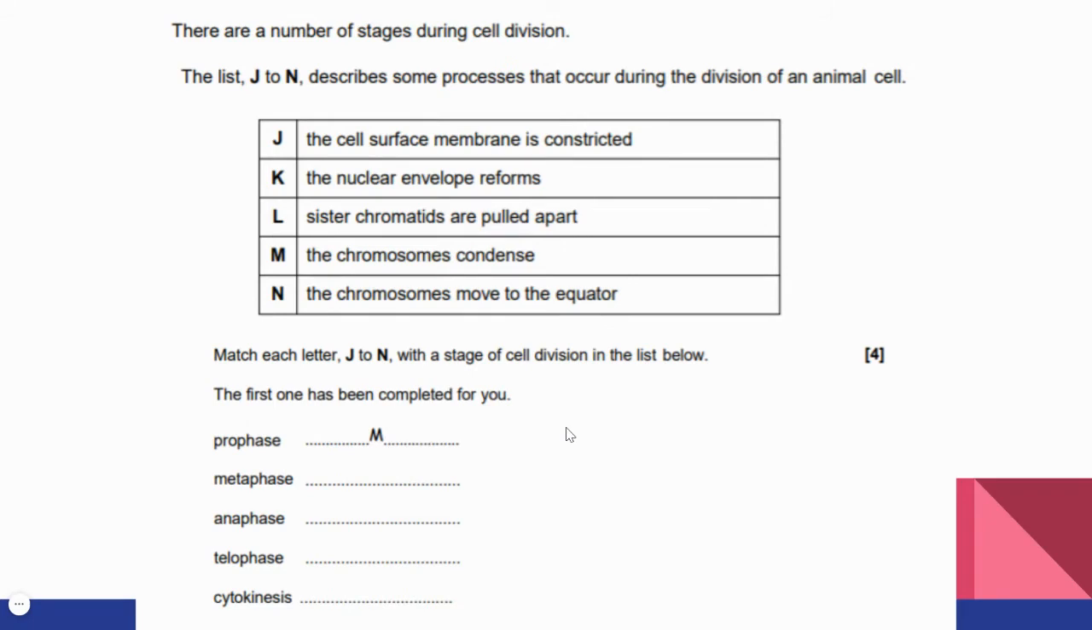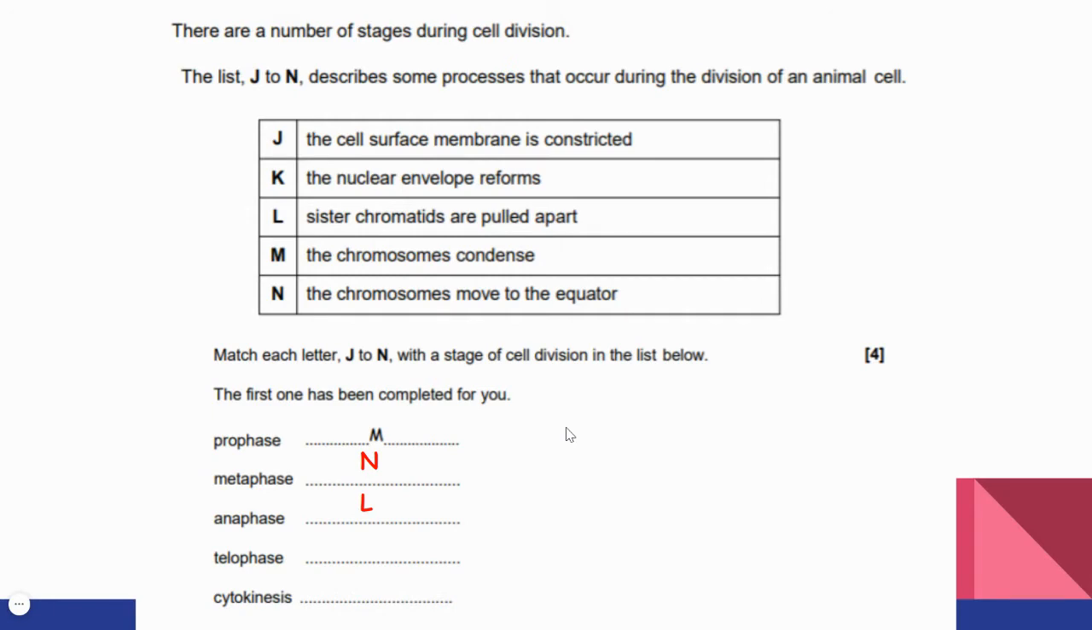The first one has been completed for you and prophase is given, that is M. So take a moment and look at the statements and think about what should metaphase be. We know that at metaphase, chromosomes start to move towards the equator and align themselves at the metaphasic plate. So that is our statement number N. So letter N for metaphase. Next is anaphase. This is when the sister chromatids get separated and start moving to the opposite poles. And I can see that statement L is stating that. So L is our next statement.